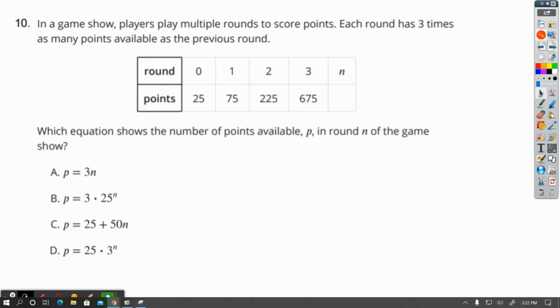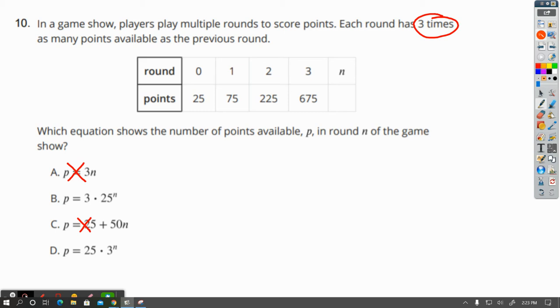All right, so number 10, we have a game show and it records multiple rounds. Each round has 3 times as many points as the previous round. So we know that there's 3 times as many points. Which equation shows the number of points available, P, in round N of the game show? So we need an equation for this. We know it's tripling, so we know it's going to be exponential. So we can go ahead and count out A and C.